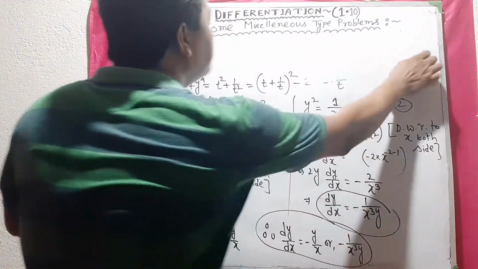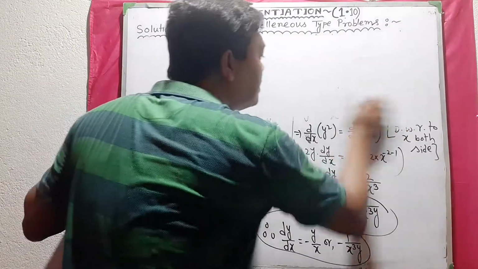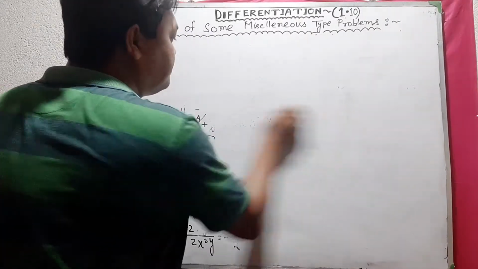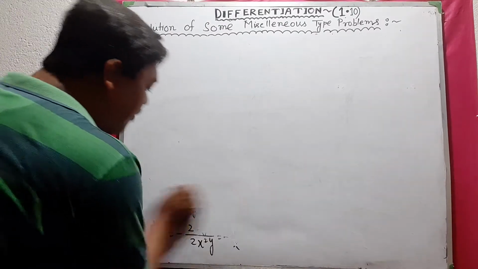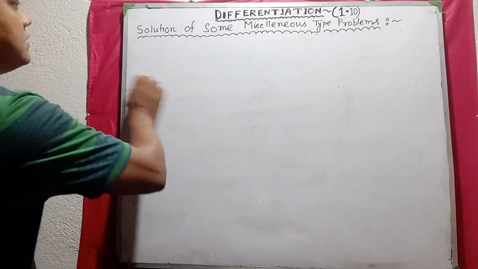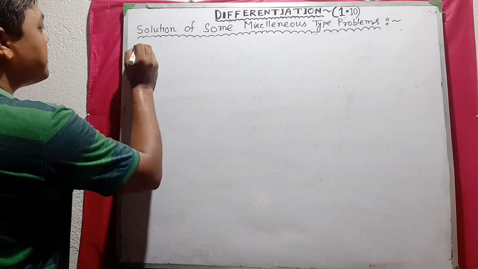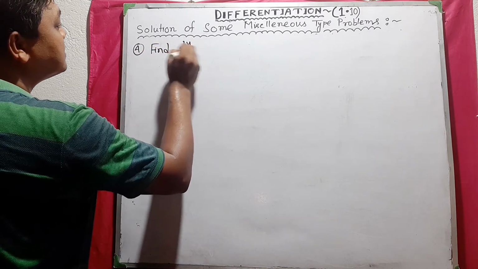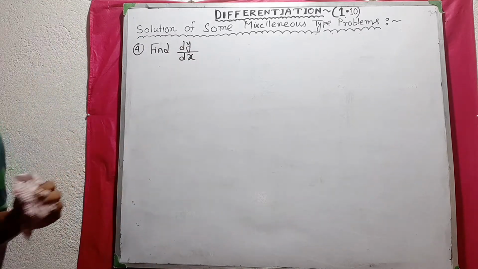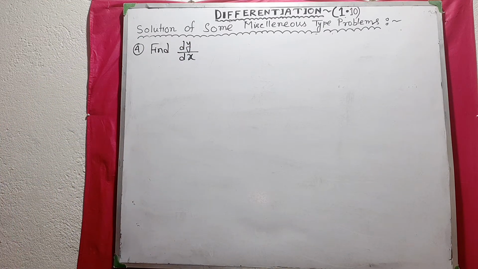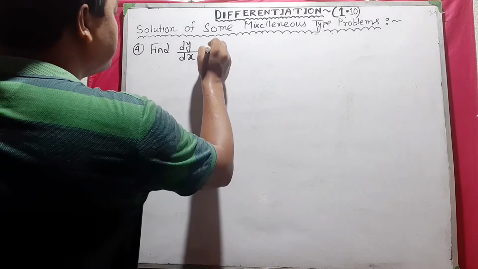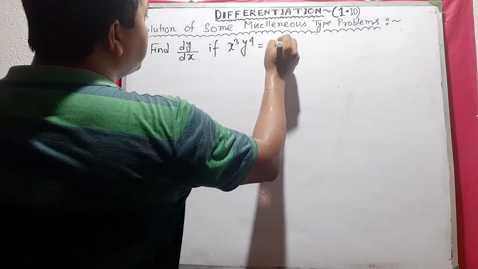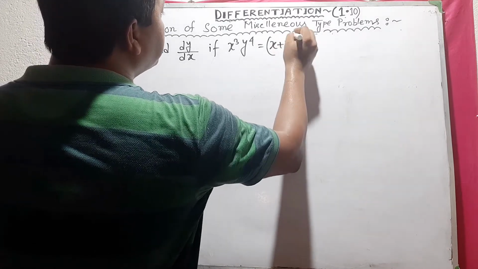this part also. So, find dy dx. Problem number 4: find dy dx if x cube y to the power 4 equals x plus y whole to the power 7.